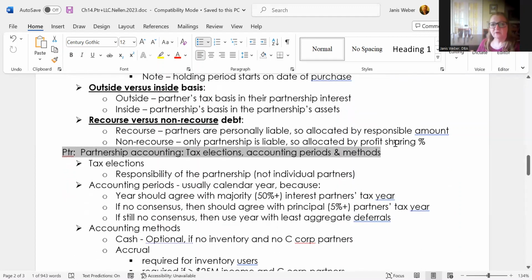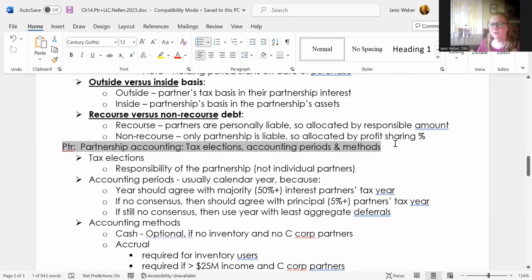All right, so now there are these terms: outside basis and inside basis. So outside basis is the basis that the partner has in the interest that they just own.